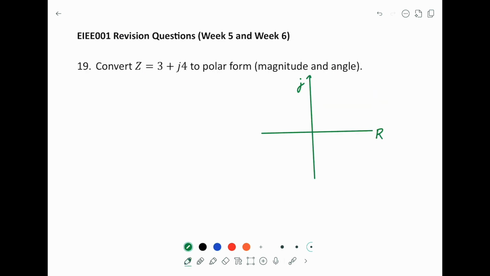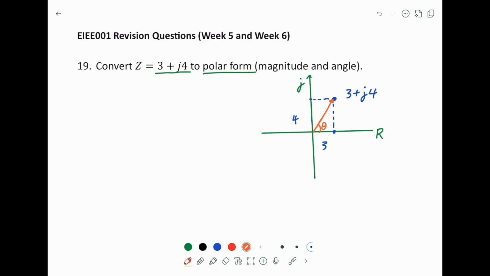This complex number is expressed in rectangular form. To find the polar form, we first find the magnitude of this number. So let's plot this number on the complex plane. This is the number here, and this is 3 plus j4. The polar form is represented by the magnitude of this complex number and the angle here.